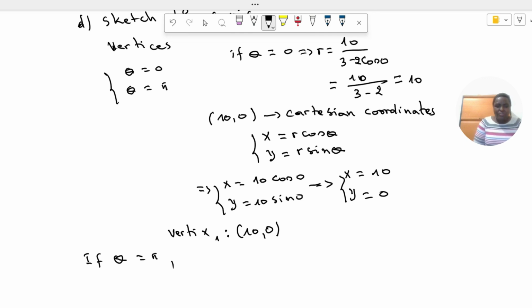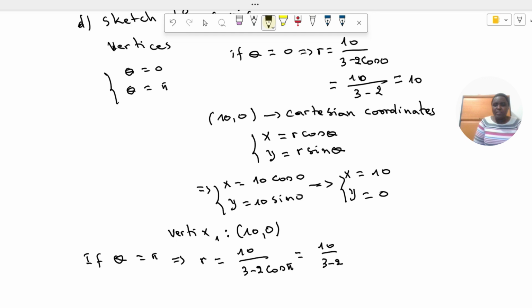what are we going to have? We will have x and y. First, we will have r equal to 10 over 3 minus 2 times the cosine of pi. I'm just replacing theta by pi. So this will be equal to 10 over 3 minus 2 times the cosine of pi.